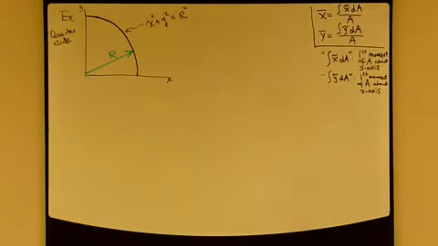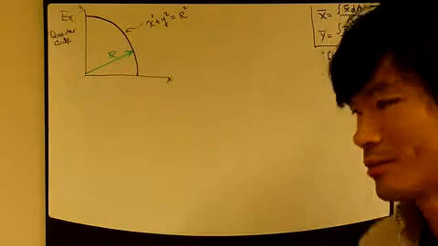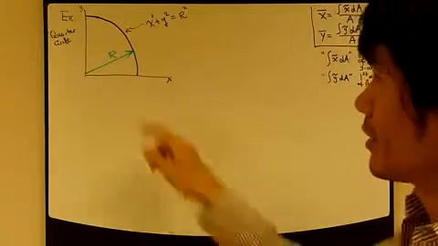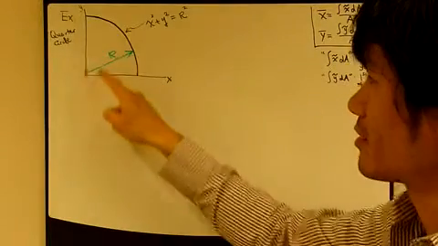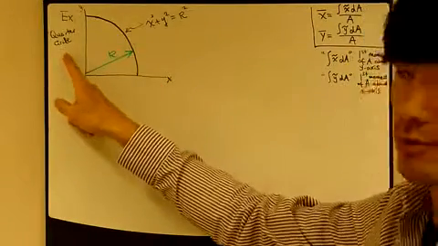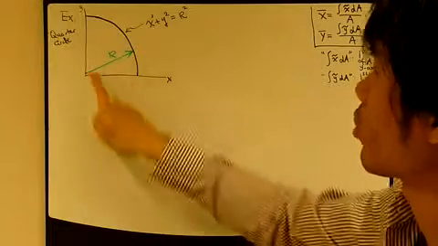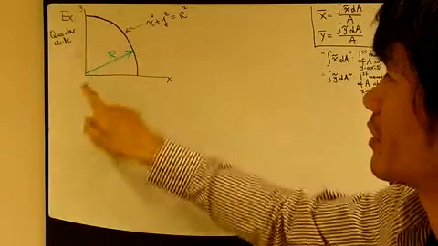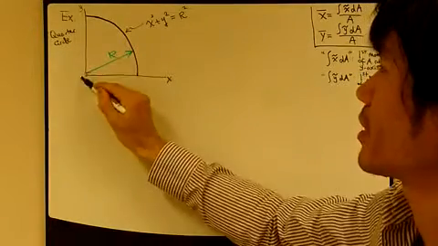Now let's look at another example, and do something a little more involved. I have this shape right here. This is my rigid body, a quarter circle. Here's where I place my x and y coordinates. The origin is right here.